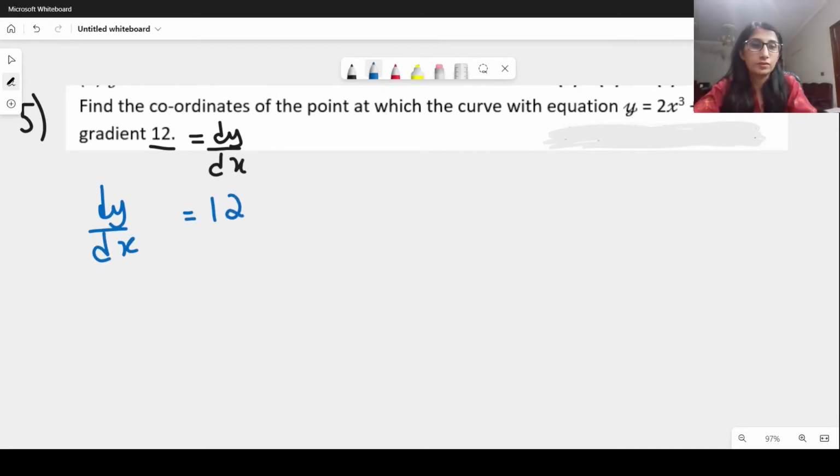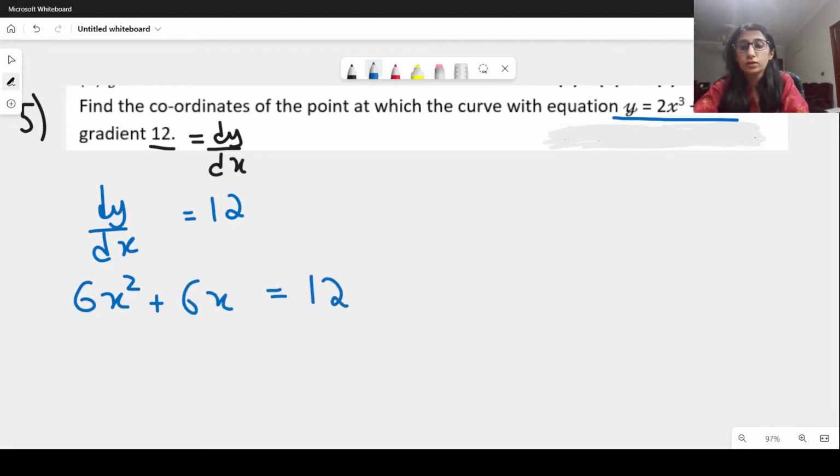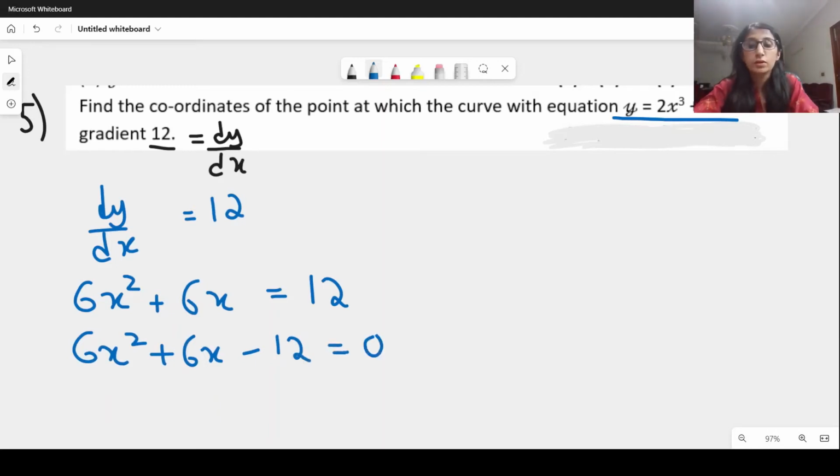Now let's derivate this function. So 3 and 2 will get multiplied. We would get 6x squared plus 3 and 2 will get multiplied. We'll get 6x equated to 12. So 6x squared plus 6x minus 12 equals 0. Now I'll divide both sides by 6 to simplify this function. So x squared plus x minus 2 is equal to 0.